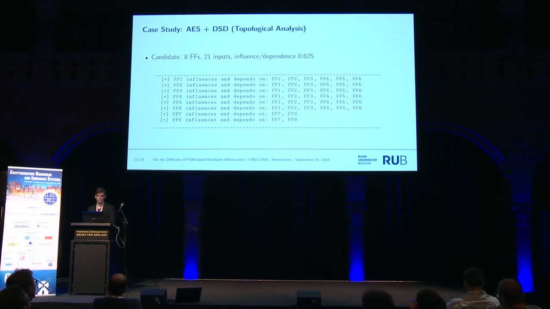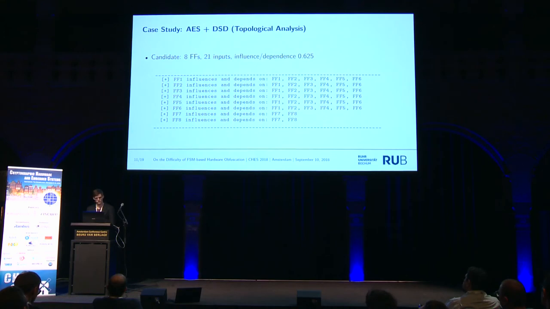Our topological analysis said, okay, there's a candidate. This candidate has 8 flip-flops and 21 inputs and some score. The score says the influence and dependence is 0.625. What this means is we measure how many flip-flops influence and depend on each other. Typically, you would expect a score of at least 1, so that each flip-flop influences and depends on each other. A value of 0 would mean the opposite.